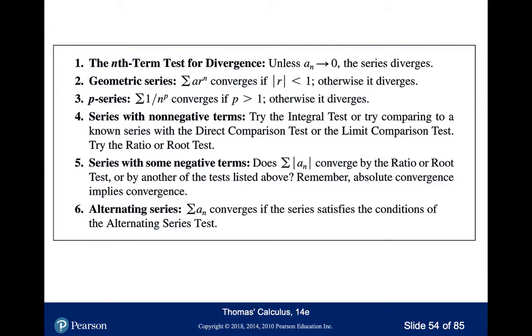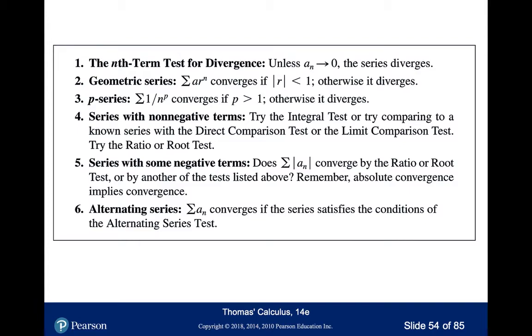We have a p series. The 1 over n to the p will converge if p is bigger than 1. That's a very helpful rule to look for, and that especially helps with our comparison tests. If we have series with non-negative terms, we could try integrating, or we could try one of those comparison tests, or we could try a ratio test. We did not talk about the root test in our course, so we would stick with ratio. Ratio test is especially helpful if there are factorials involved.